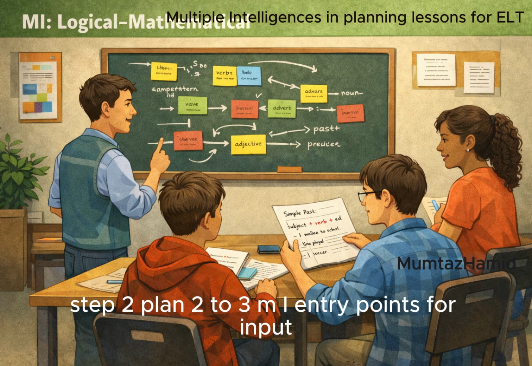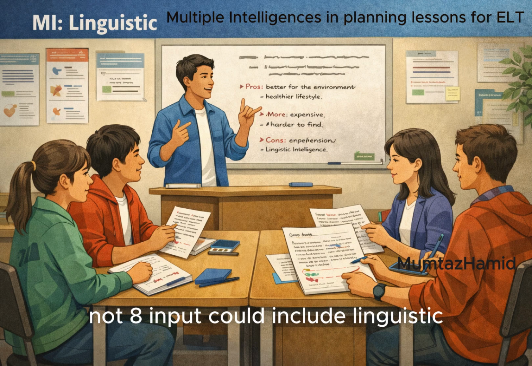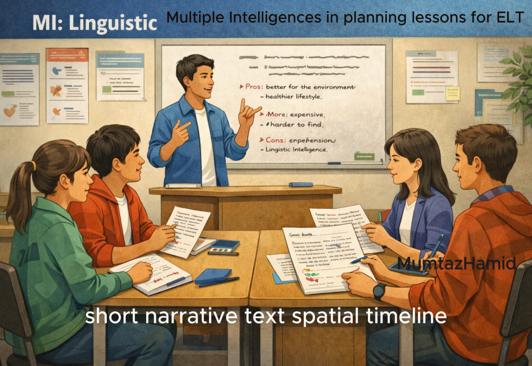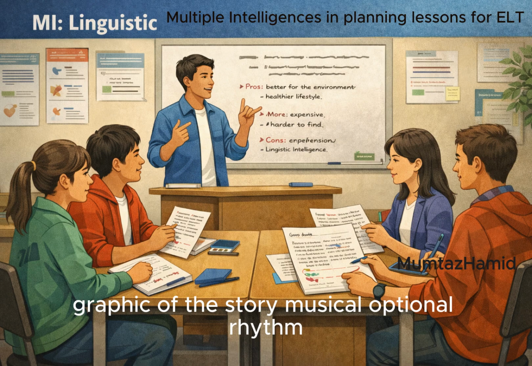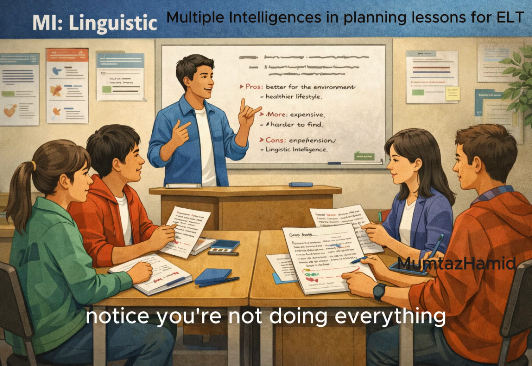Step 2. Plan 2 to 3 MI entry points for input, not 8. Input could include linguistic, short narrative text, spatial, timeline graphic of the story, musical, optional, rhythm chant for irregular verbs. Notice, you're not doing everything, only what helps comprehension.